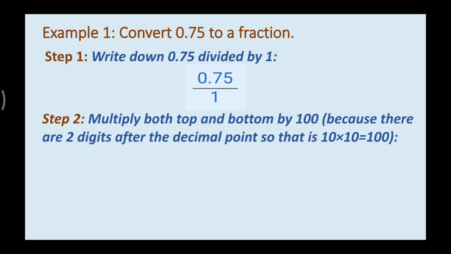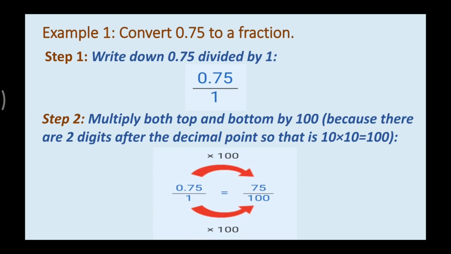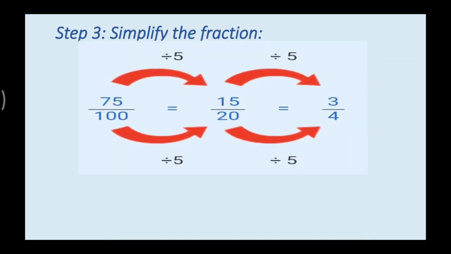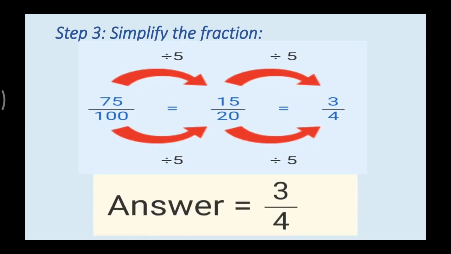Why is it 100? Because there are 2 digits after the decimal point, so that is 10 into 10 which is equal to 100, so that you get 75 by 100. And your third step is simplify the fraction. So as you can see, 75 by 100 has a common factor, so if you simplify it you would get 3 by 4. So your answer is 3 by 4.